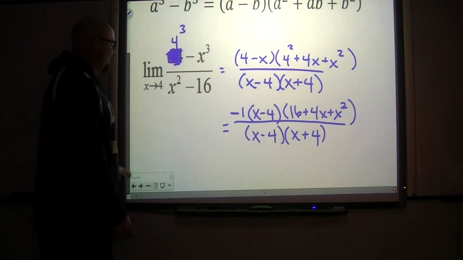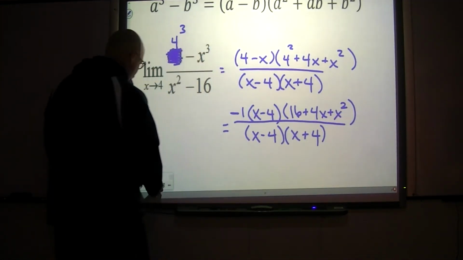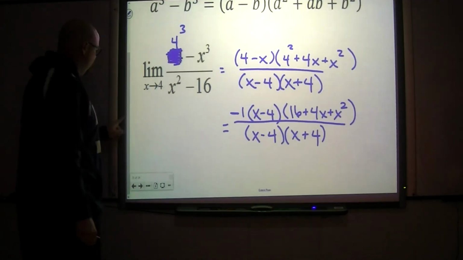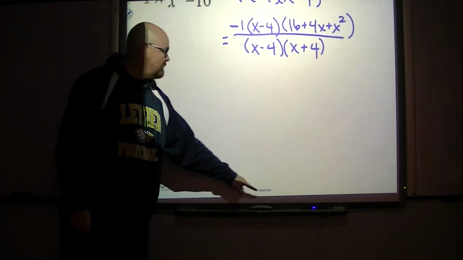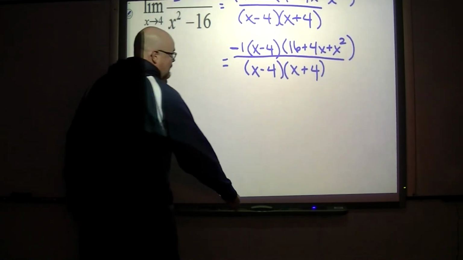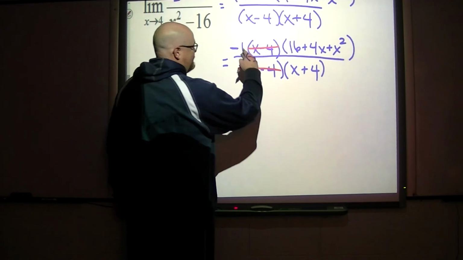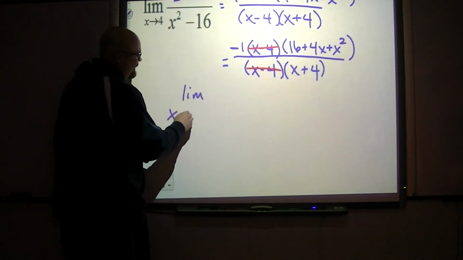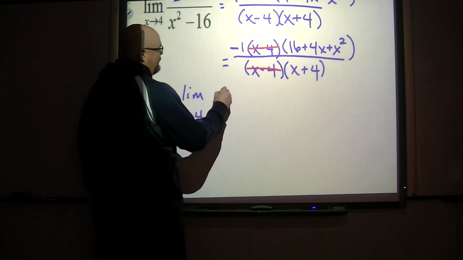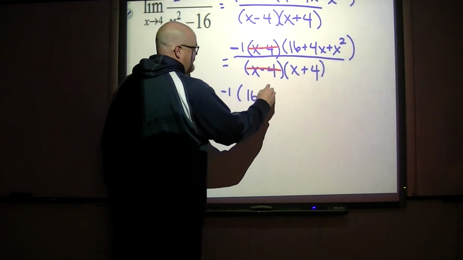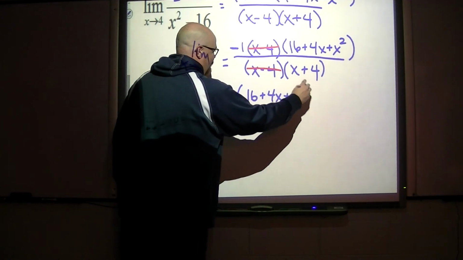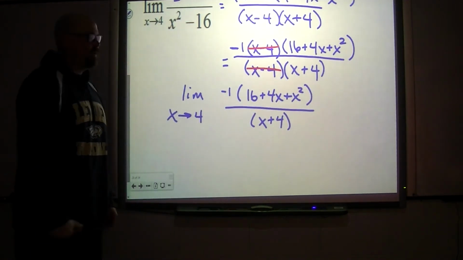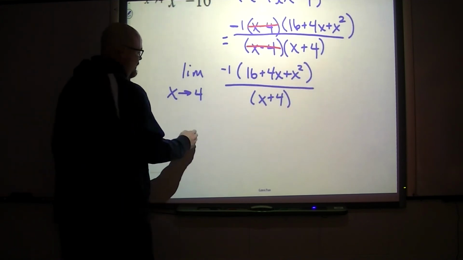Now when we look at this problem, I can cancel these. But what's going to remain when these cancel is this -1 is still going to be up there. So now I'm doing the limit as x approaches 4 of -1 times 16 plus 4x plus x squared over x plus 4.